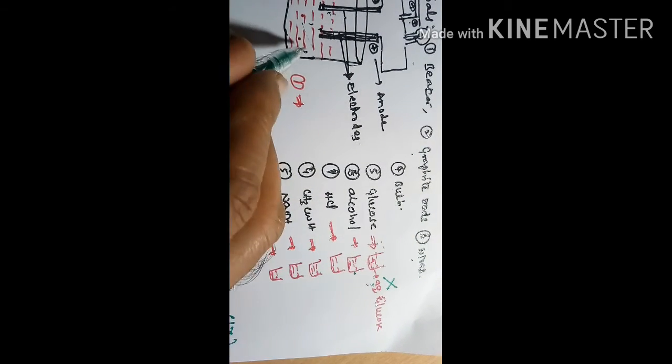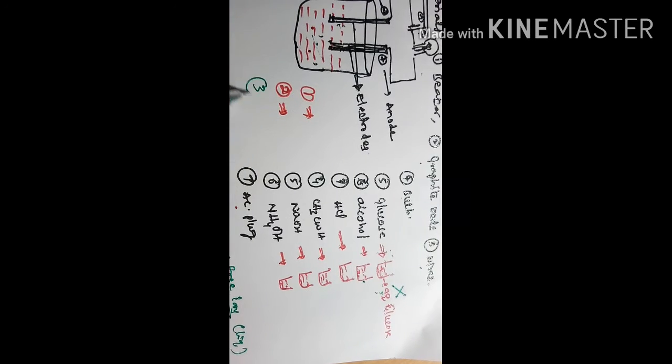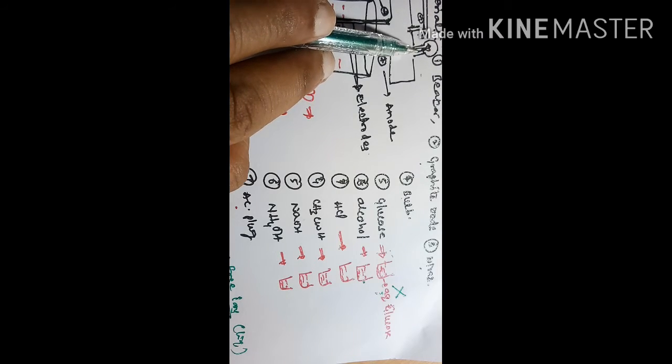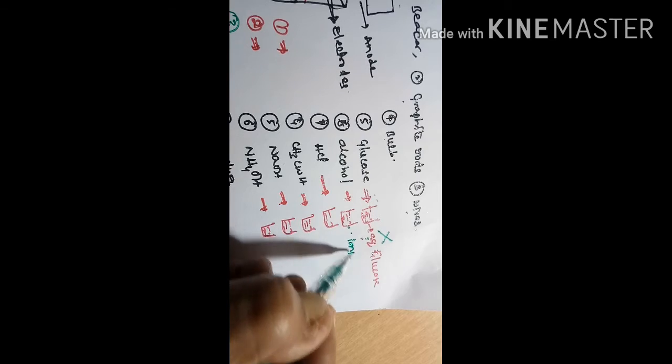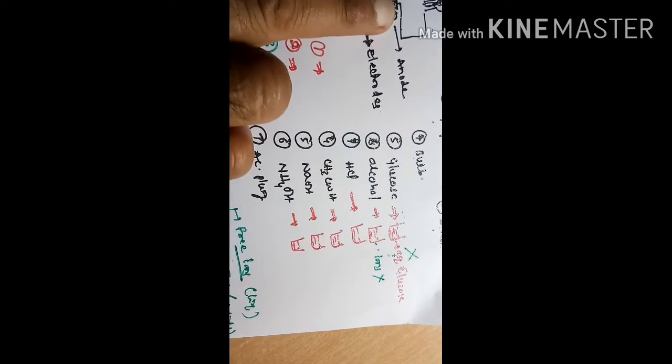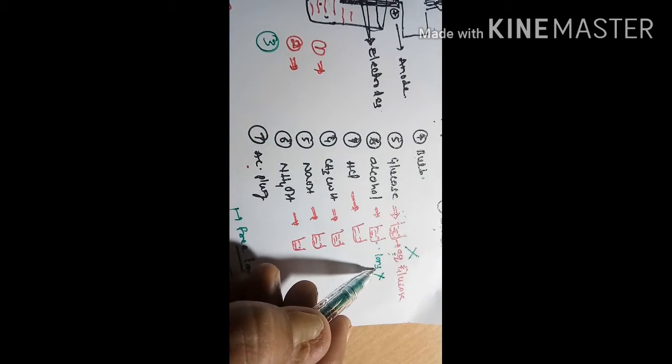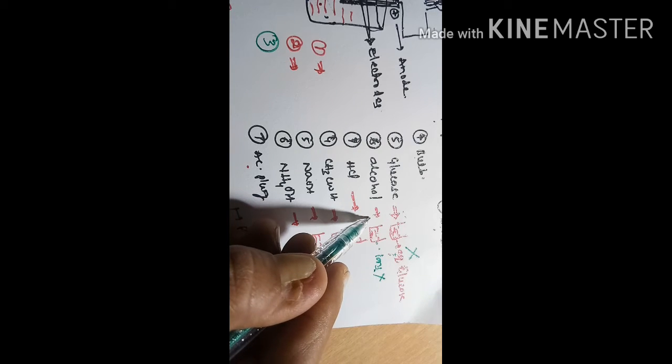So in the next step you take alcoholic solution. When you place alcoholic solution here, the bulb will not glow here also. From this we can say it doesn't have ions. No ions; if ions, the bulb will glow. From this we can conclude alcohol solution is not ionized. It will not form ions.